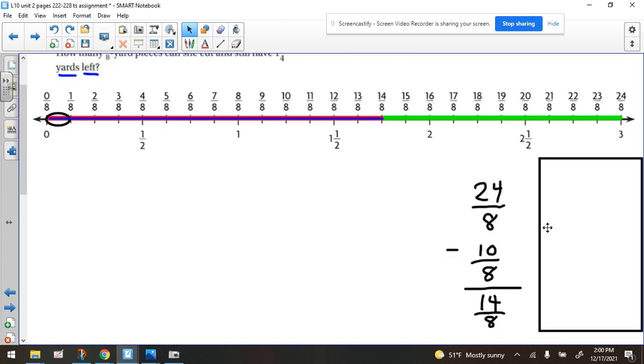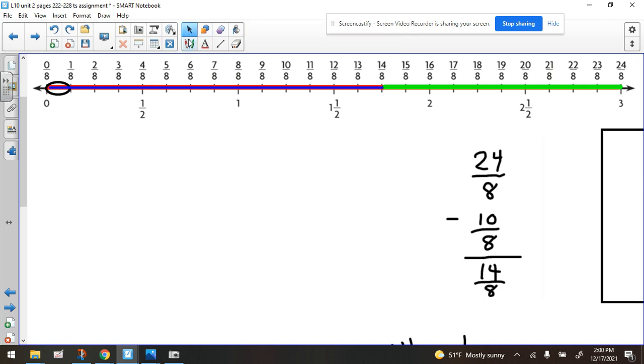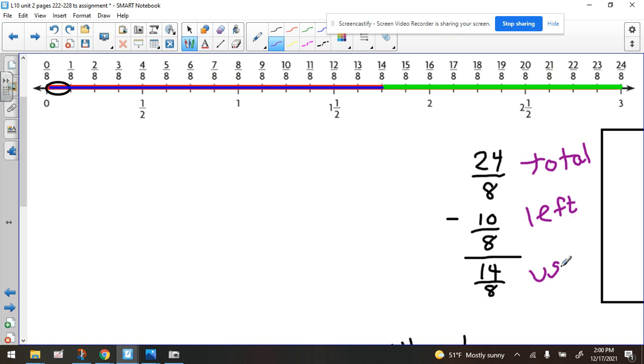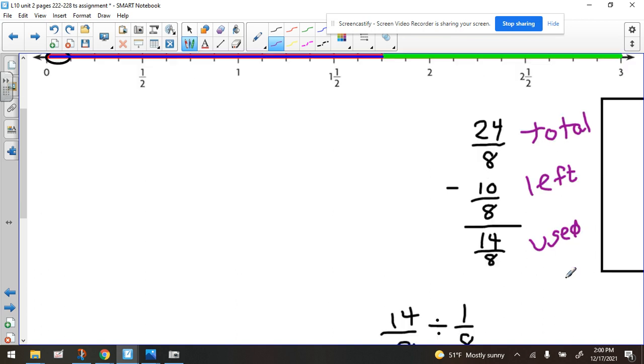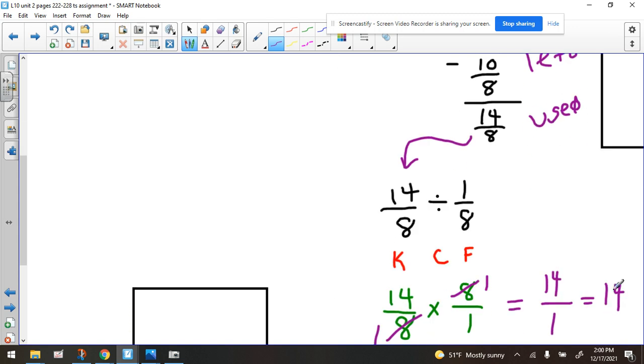So, things to write down: how we got the amount that was used, right? Because this is the total amount. This was the amount that was left. So this was the amount that she actually used for the project. And then we broke that up into equal groups of 1/8, and we ended up getting the 14.